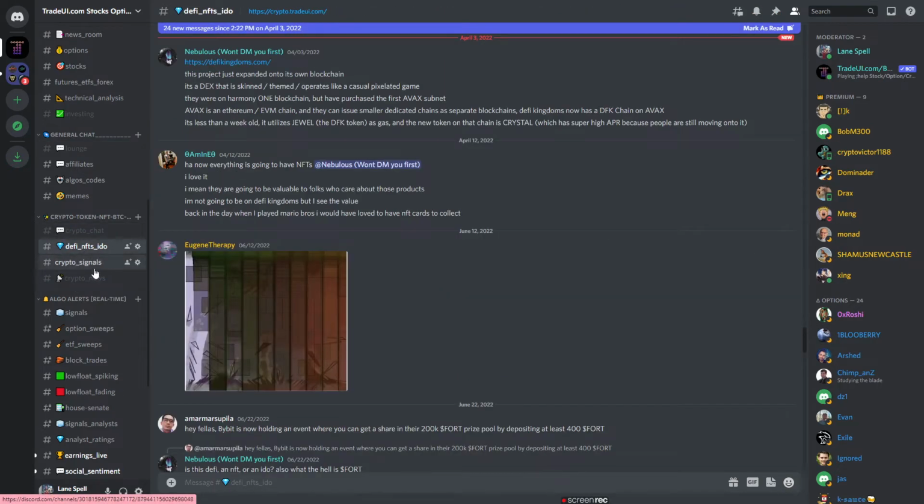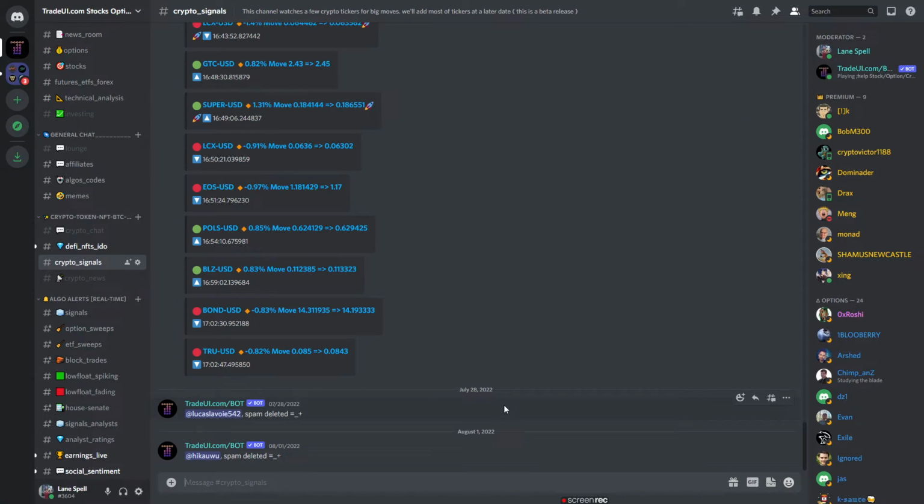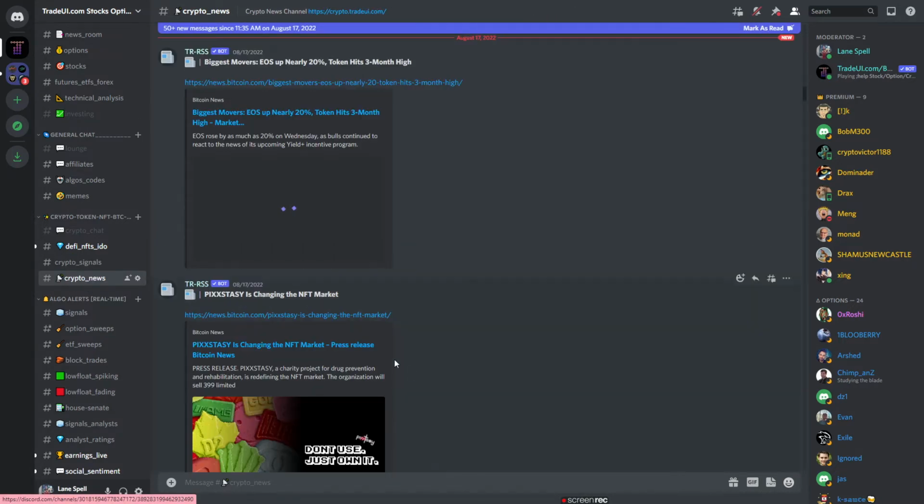And we also have different signals pages like crypto signals, which shows you when there's a move in the up and down direction of a certain crypto ticker. And we also have crypto news that gets posted here as well.